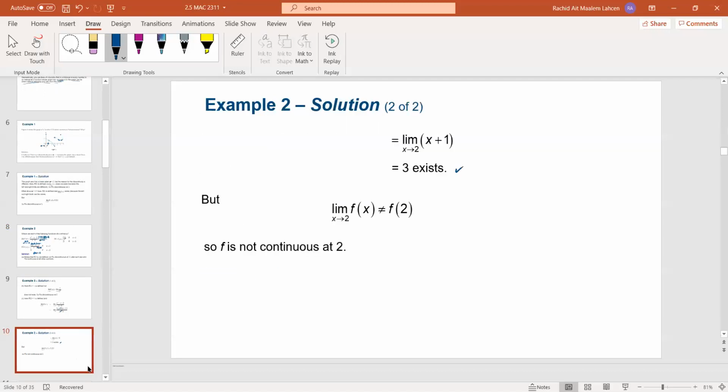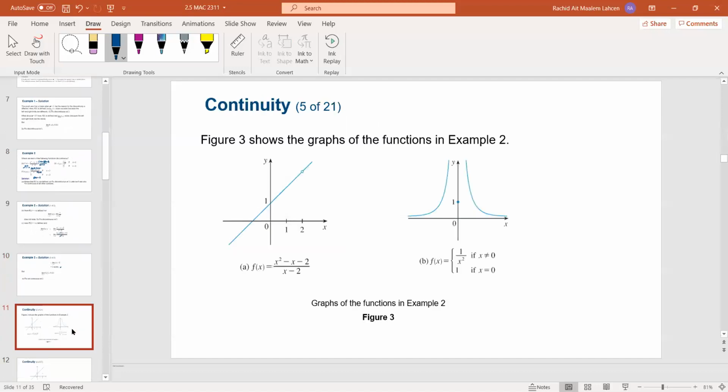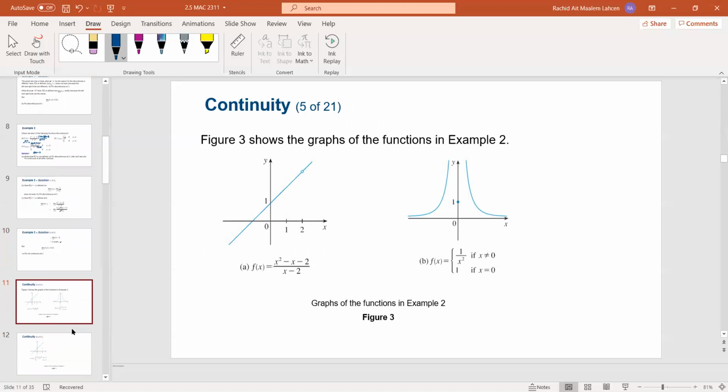So that condition is not met. And here are the graphs to give you some understanding of what's going on. You see here there is a jump or there is a hole in the graph. Here it's defined there, but the problem is the limit does not exist there.